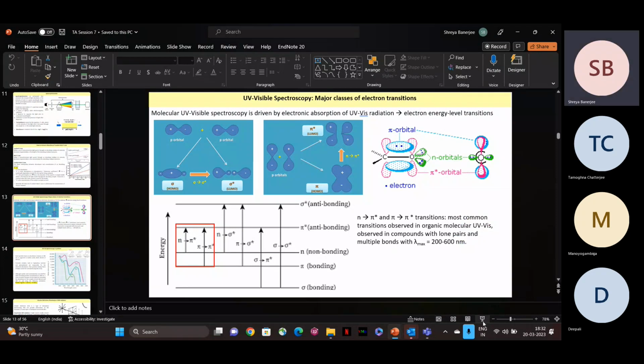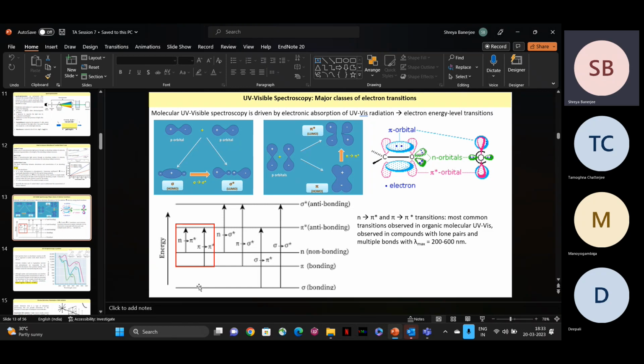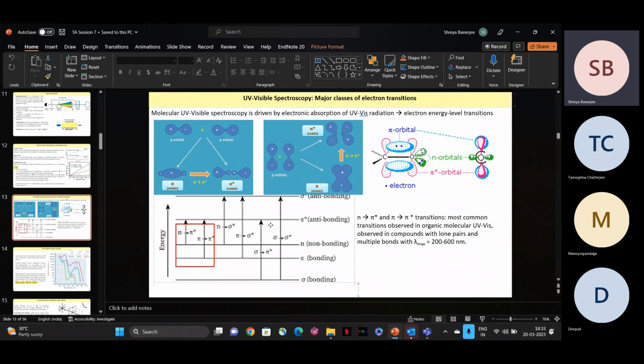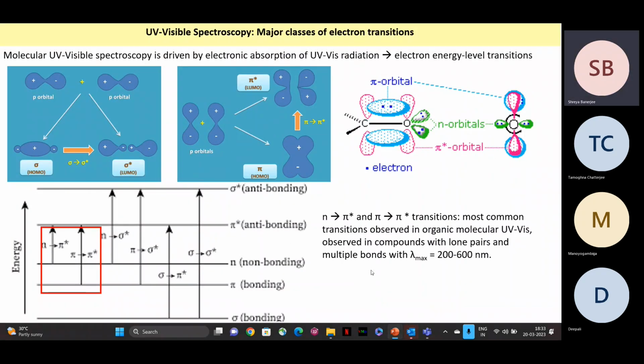Right, so I'll continue. If there is head-on overlap of two orbitals, a sigma orbital is formed. If both of these are plus, then it is a sigma orbital or a bonding orbital. And if one is plus and one is minus, it's called a sigma star or anti-bonding orbital. So the transition from sigma to sigma star, the sigma energy level is here, it's not visible very well in this. The sigma energy level, as you can see, is the lowest energy level or the bonding level. Just 1 second. Yeah, now it's visible.